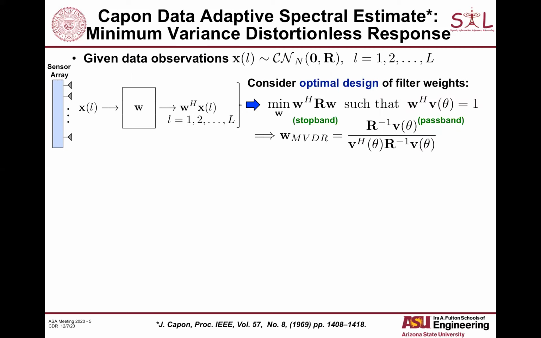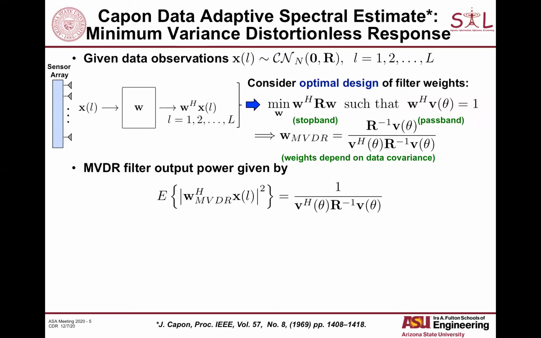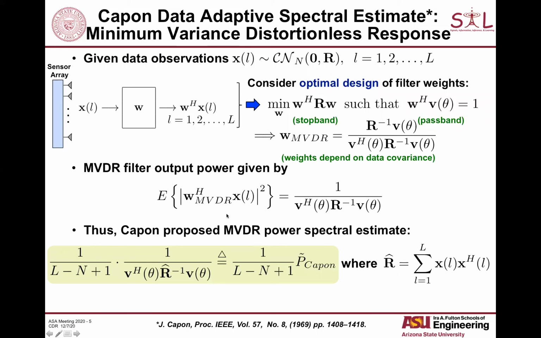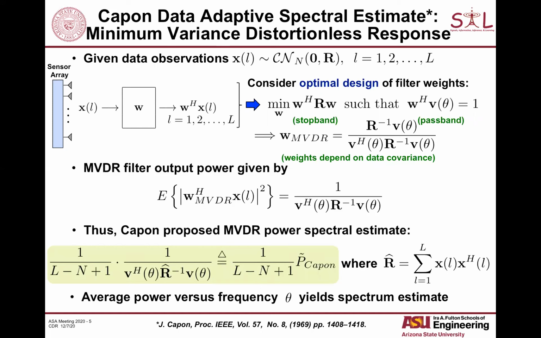The solution is known as the MVDR filter, and this optimal solution, you should notice, depends on the true data covariance. Hence the name data adaptive approach. The output power associated with this optimal filter is given by this expression, and this motivated Capon to propose the following power spectral estimate, where he just replaced the true covariance matrix with the sample covariance matrix. And notice that my sample covariance matrix is intentionally the unnormalized version. We'll just normalize the spectral estimates if we need to remove any kind of bias. And so if I were to sweep this over theta, I would sweep out a spectral estimate.